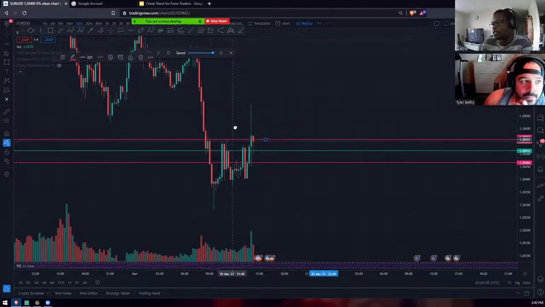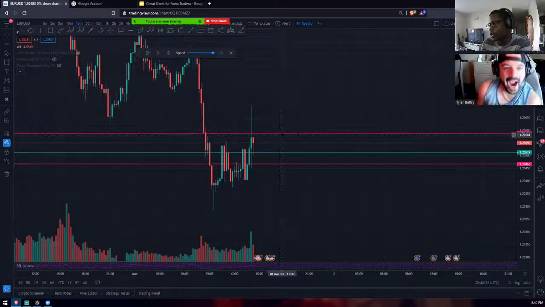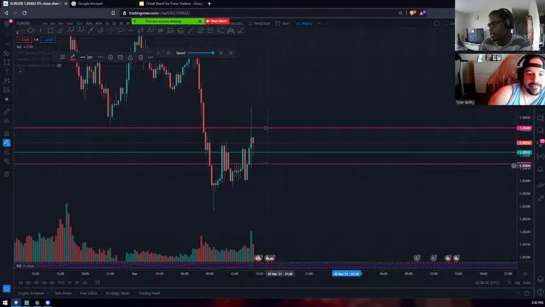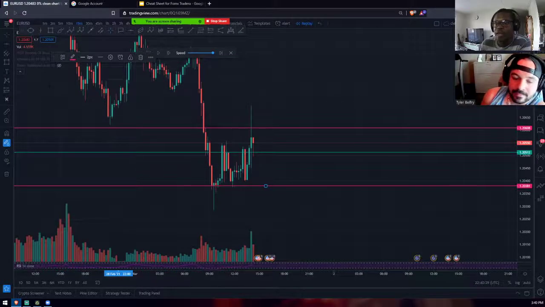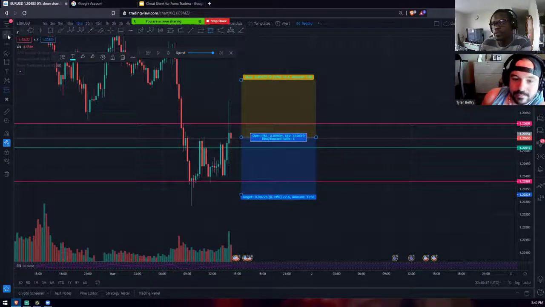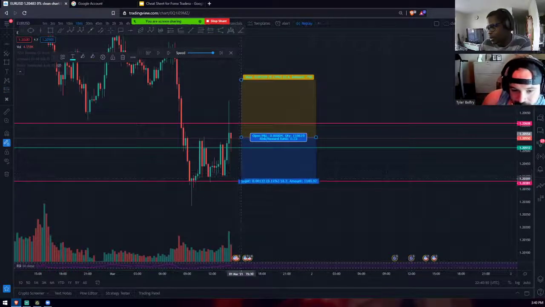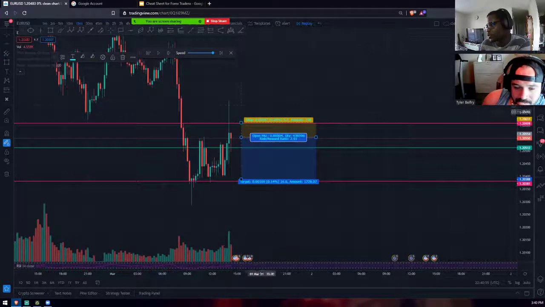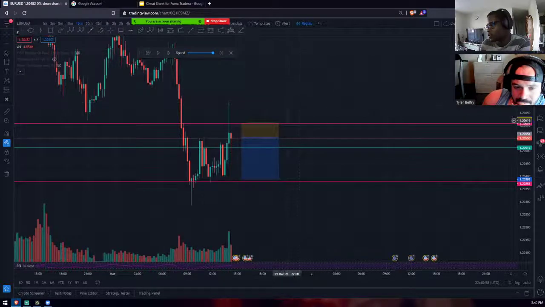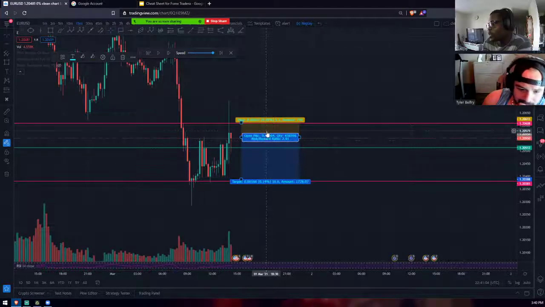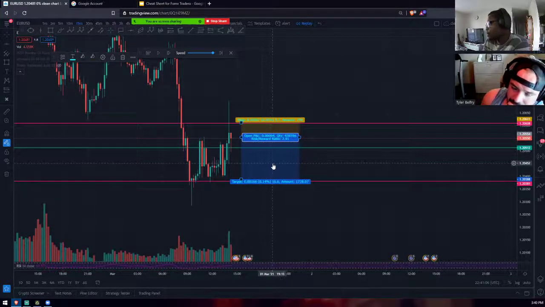And price, you see this giant wick and you're like, you know what? This is the new roof right here. And this is the floor. So I want to sell this pair. I want to sell it here, and I want to take it to here. But if it does go past it, I only want to lose this much, right? So that gives you your risk reward ratio, almost like a 3-to-1. So I'm risking 5 pips to make 16 pips.